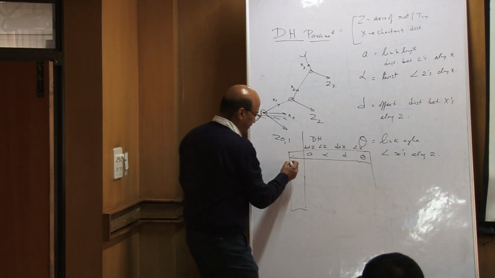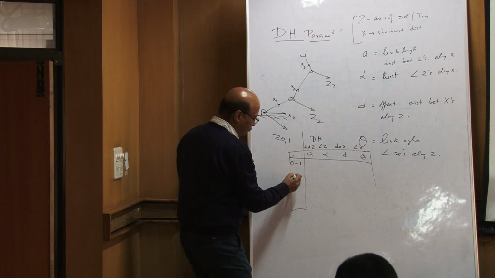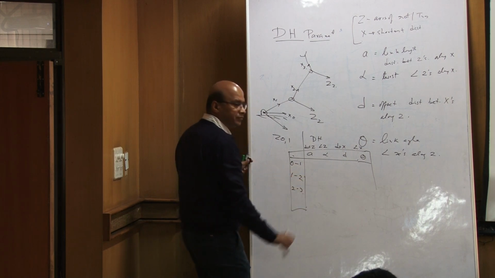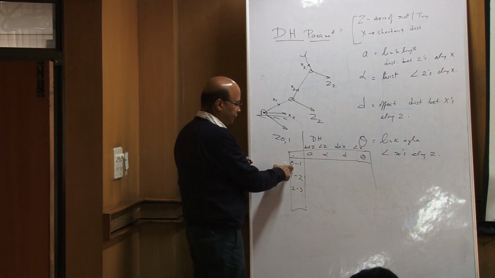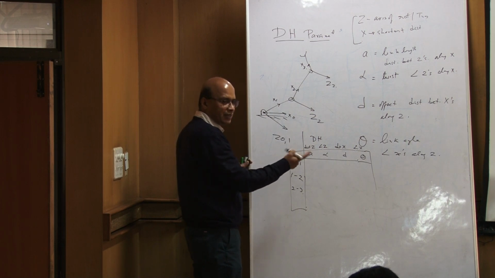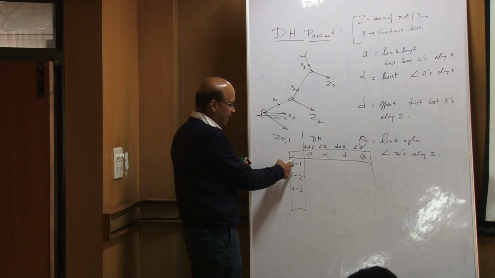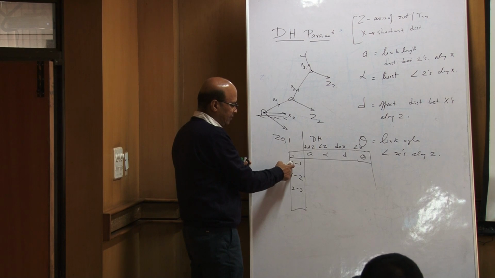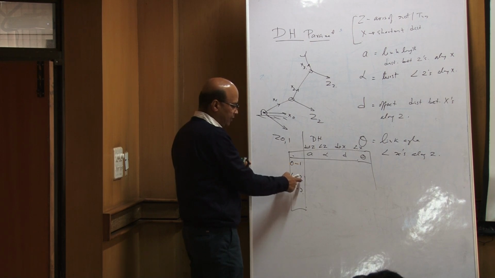And I simply write it like this to remember: 0 to 1, 1 to 2, 2 to 3. So that confusion of z i minus 1 and i is also gone. It is just axis 0, and this is between z 0 and 1. This is between axis 1 and 2. This is between 2 and 3.